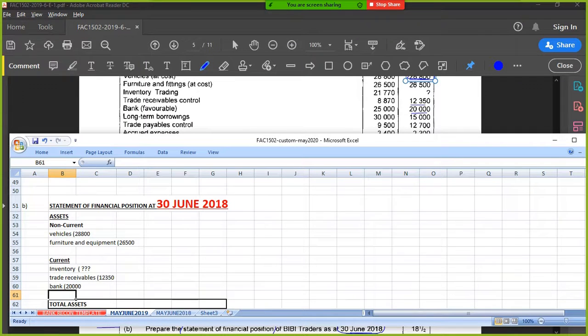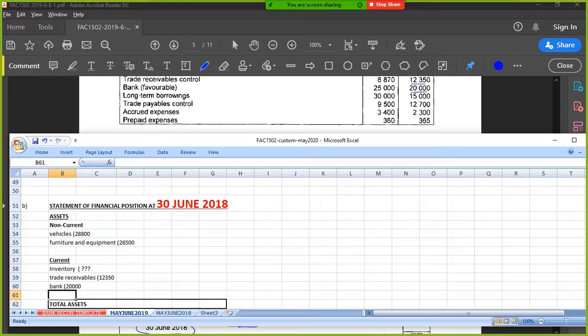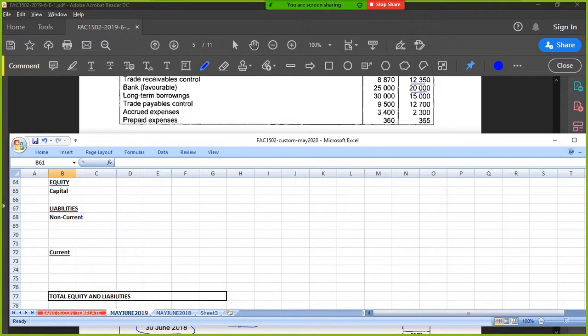Okay. Next, long-term borrowing. What is it? It's a non-current liability. Good. In brackets, how much? 15. Yeah. Trade payables. It's a current liability. Nice. Open brackets, 12,700. Accrued expenses. Also a current liability. Good. Prepaid expenses. An asset, a current asset. Good.